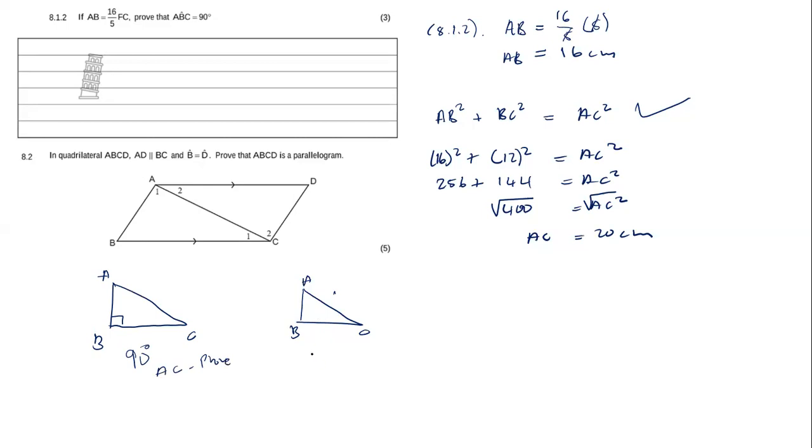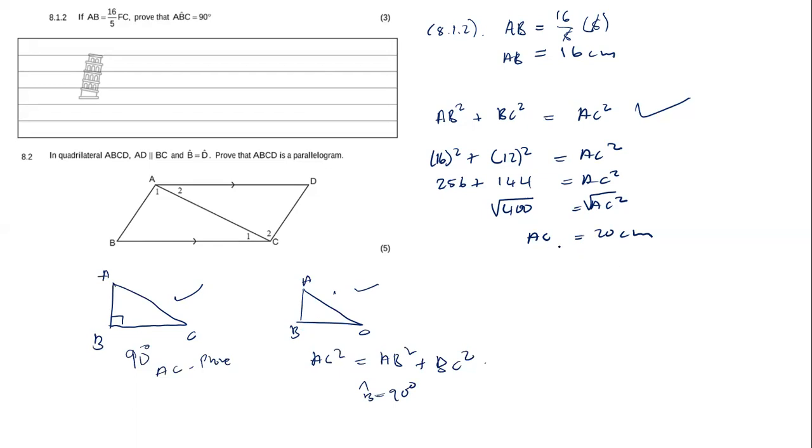Here, they tell you that AC squared is equal to AB squared plus BC squared. If they tell you this, that means here you need to prove that angle B is 90 degrees. So here it is the Pythagoras theorem, and then here it is the converse of Pythagoras theorem. In Pythagoras theorem, they always tell us it's 90 degrees. If they did not tell you we have 90 degrees and you have to prove it, that means you are using the converse of Pythagoras theorem.